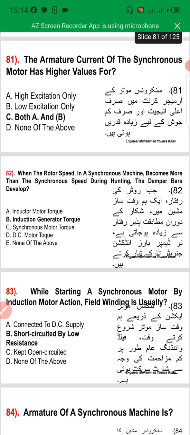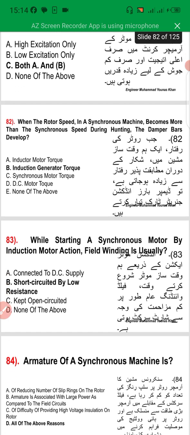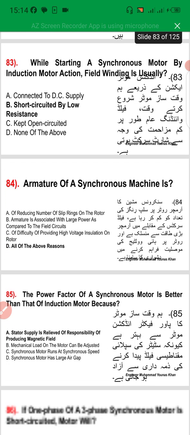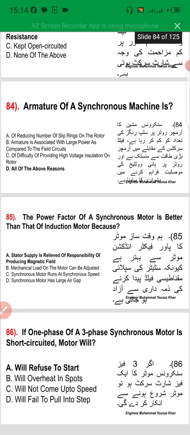The armature current of the synchronous motor has higher values for high excitation, only low excitation. When the rotor speed in a synchronous machine becomes more than the synchronous speed during hunting, the damper bar develops induction generator torque. While starting a synchronous motor by induction motor action, field winding is usually short-circuited by low resistance.